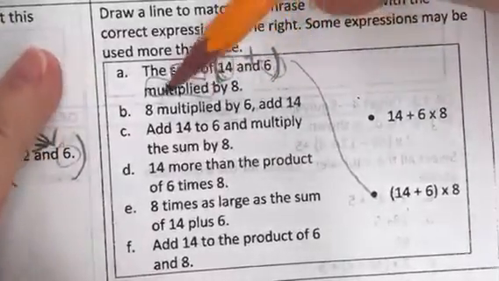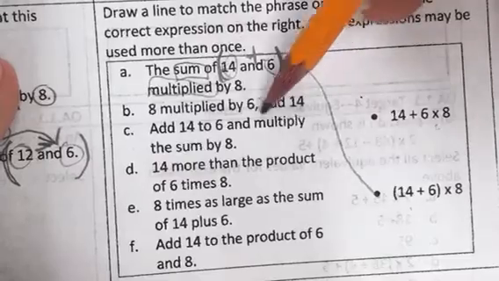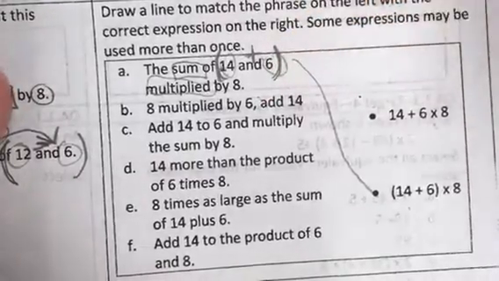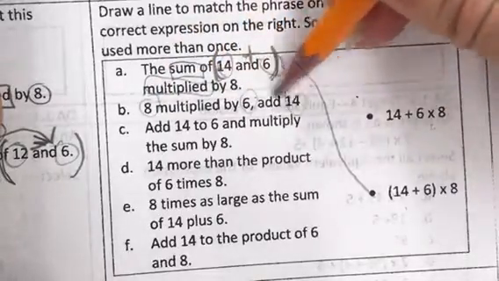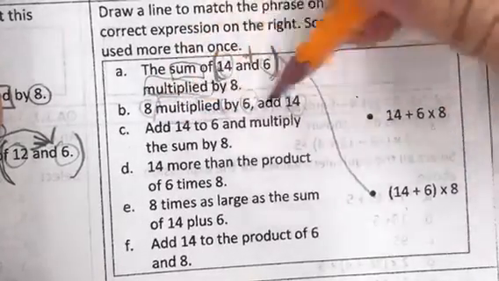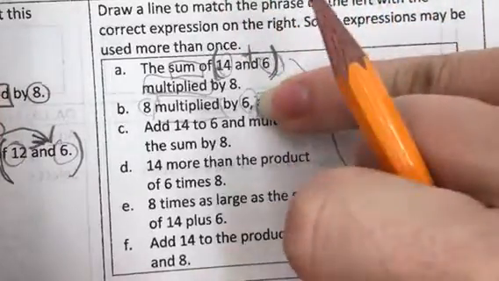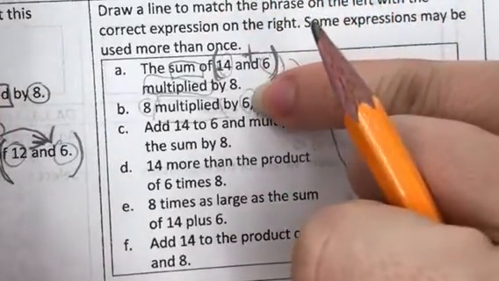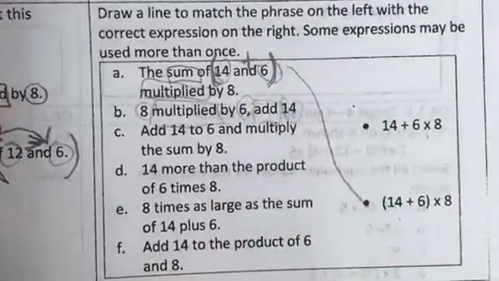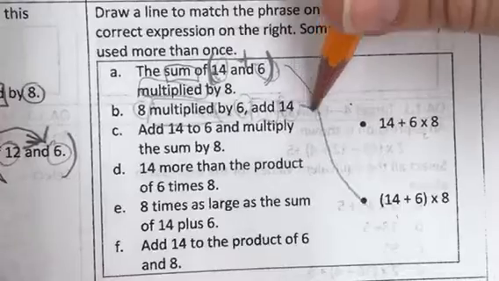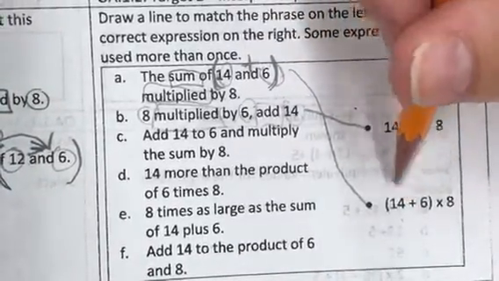Look at B. 8 multiplied by 6, add 14. So again, I see that comma, which tells me what? Right, that comma tells me that I'm going to do that chunk first, and then I'll do the next chunk. So I need to do one that's going to have 8 multiplied by 6, and then add 14. Very good. It's going to go here. This one, again, would have addition first.